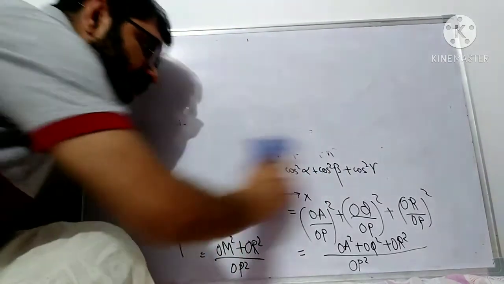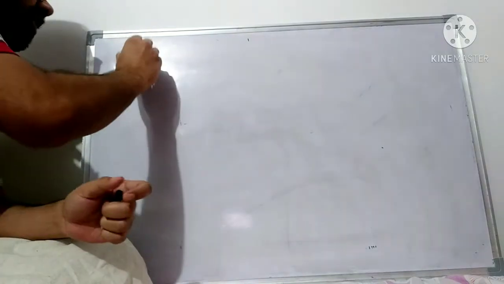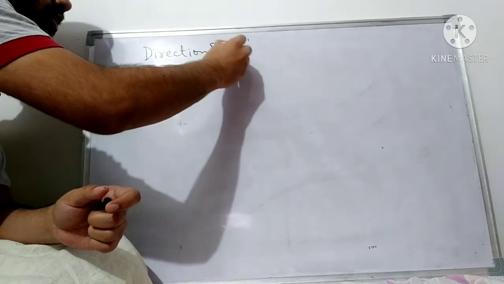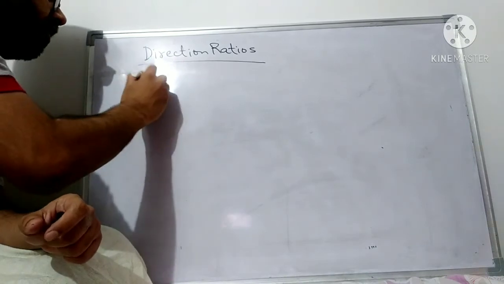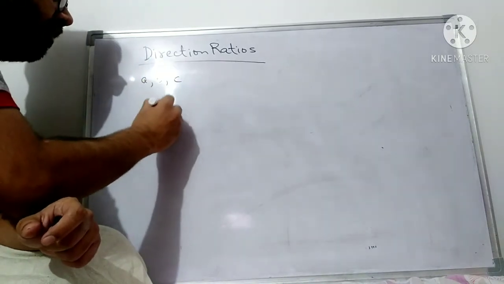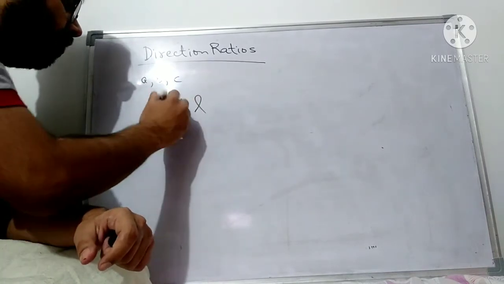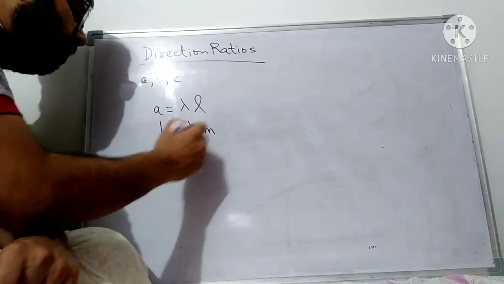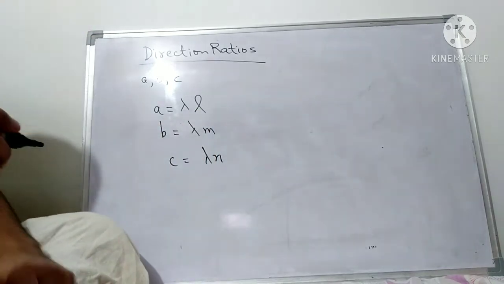Now we come to direction ratios. Direction ratios basically are a scalar multiple of direction cosines. Suppose the direction ratios are A, B and C. Then we can say that A will be a scalar multiple of L, so A is equal to lambda into L. Then B will be a scalar multiple of M, so B is equal to lambda into M. And C will be a scalar multiple of N, so C is equal to lambda into N.